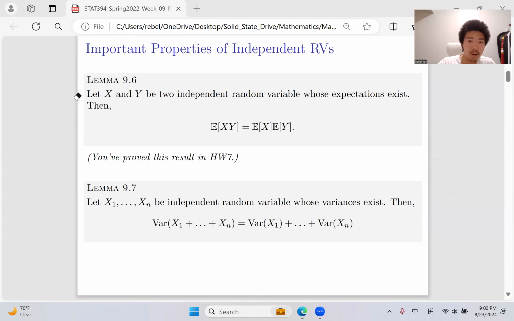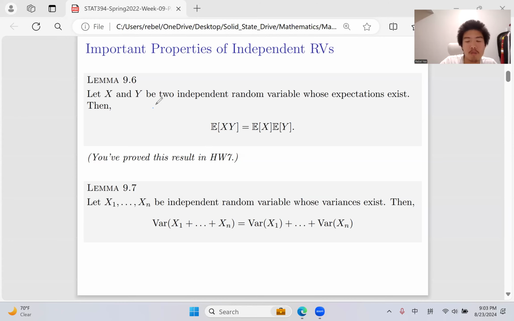First of all, there are two possibilities to talk about. X and Y are both continuous, or they are both discrete. So those are the two cases we are talking about. First, let's imagine they are continuous. We proved this result in homework 7, but you are not shown homework 7, so we're going to prove this here.